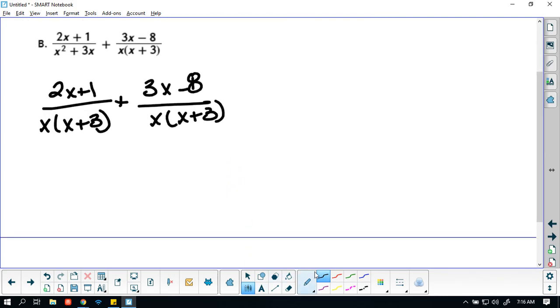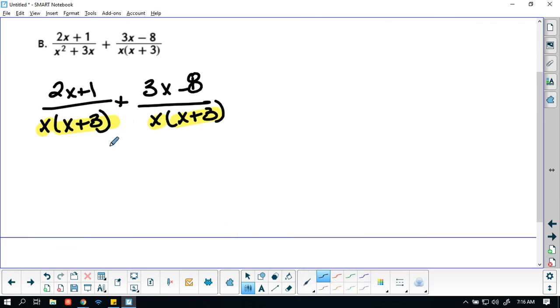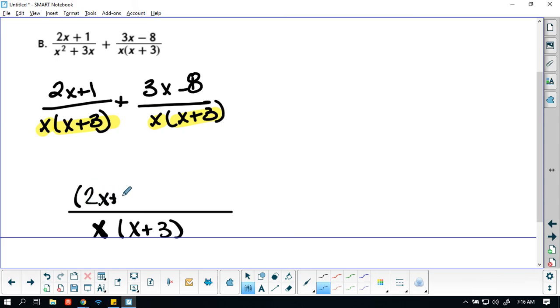Okay, I'm going to make sure that my denominators are the same. Both have an x component. Both have an x plus 3 factor, and there's no other factors that are associated with that denominator. So I'm going to pull it under one denominator. And then in the numerator I'm going to do 2x plus 1 plus 3x minus 8.